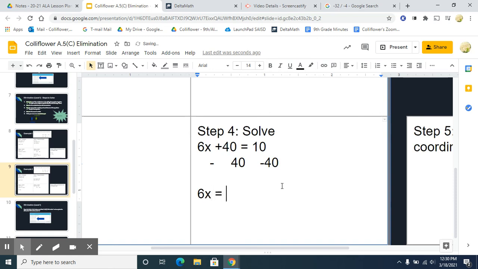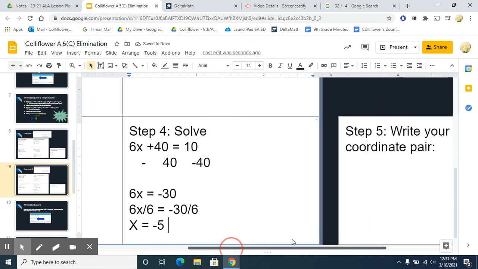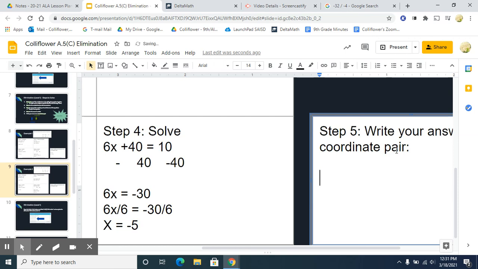6x equals negative 30. On the right and left, I want to divide by 6. And negative 30 divided by 6 would give me negative 5. So my x value is negative 5. My y value is 8. So my answer is negative 5, 8. This is equal to x and y.